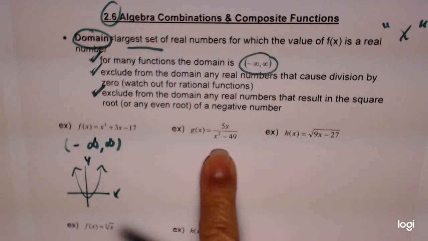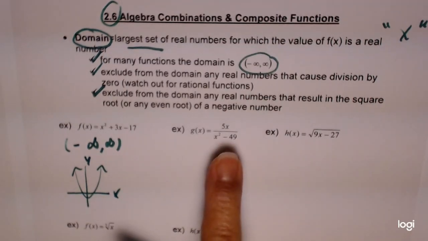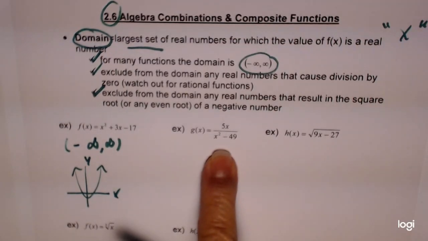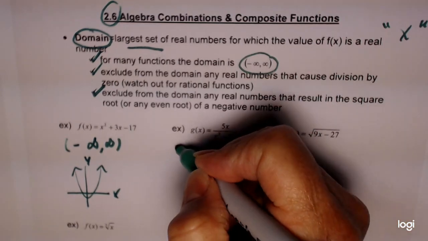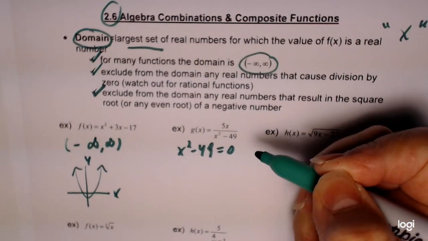Next example here, we do have a denominator. So we're going to have to take a look at: is it possible to have values for x that are going to create a 0 in our denominator? So let's take our denominator, x squared minus 49, and set it equal to 0.